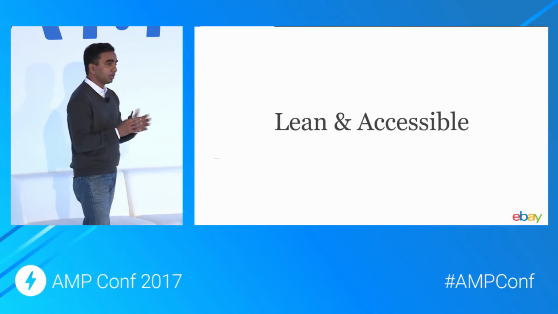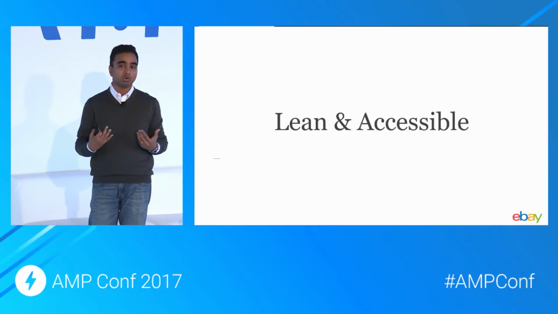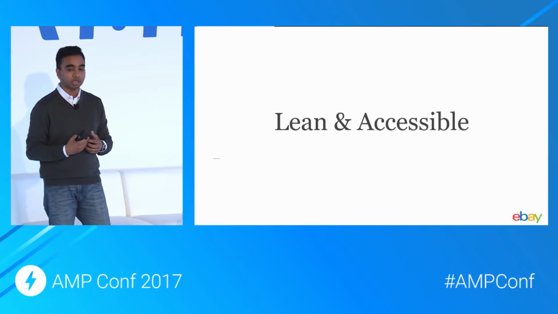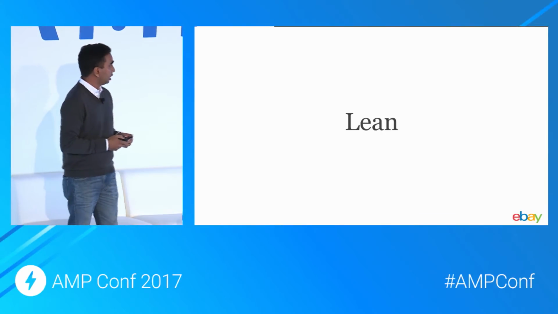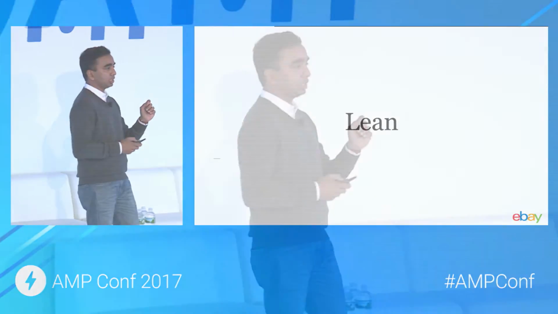The second thing that helped us to build an AMP version was a principle that we have followed in eBay for quite some years, even before AMP came into play: the lean and accessible principle. We call it the LA principle. And what does lean mean? Lean means that you build and ship only the minimalistic thing required for the initial rendering of the page.